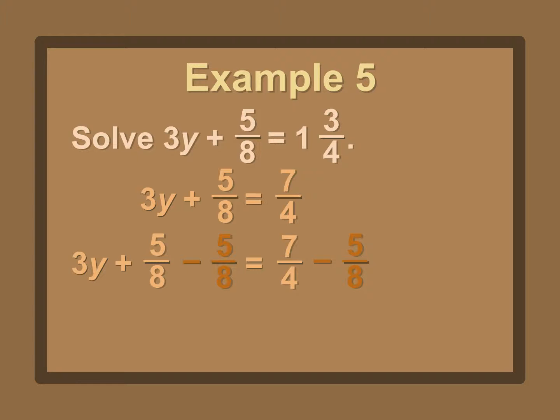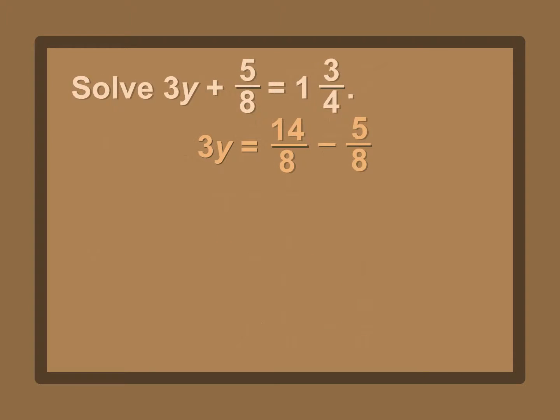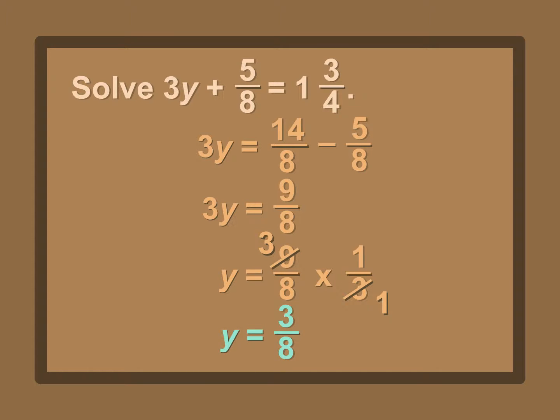So I have 7/4 minus 5/8. In order to do that, I have to get common denominators. So the 7/4 is going to turn into 14/8. And then 14/8 minus 5/8 gives us 9/8. And then my last step is to divide both sides by 3. So I have 9/8 divided by 3, which is the same as saying 9/8 times 1/3. I'm going to simplify first. So 3 goes into 9 3 times. And then I can multiply, and I get my final answer of 3/8.